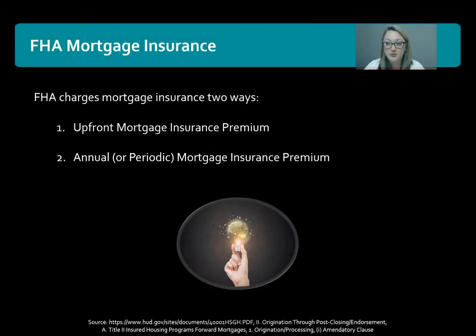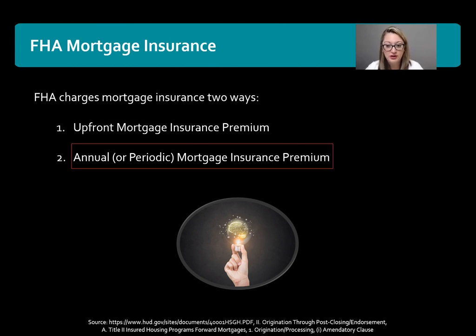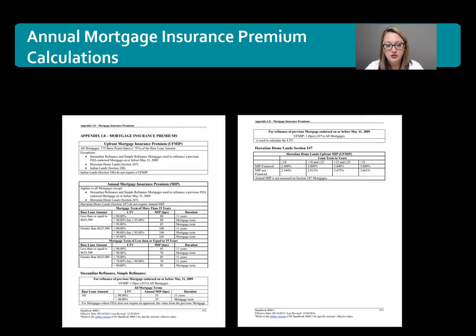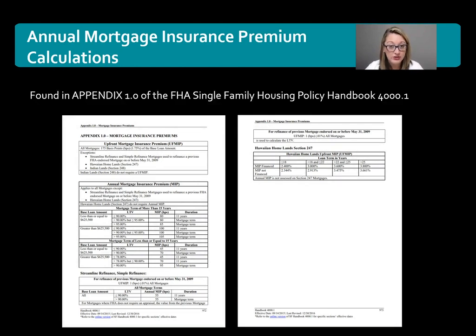In part 2 of the 3-part video series, we went over in detail the upfront mortgage insurance premium and how it's calculated. For part 3, we're going to talk about the annual or periodic mortgage insurance premium, where to find it, how it's calculated. So the annual mortgage insurance premium, just like the upfront mortgage insurance premium, is located in the Appendix 1.0 of the FHA Single Family Housing Policy Handbook. Now again, I'm sure your loan origination system already has this calculated in, but this is the actual source where you can find it.